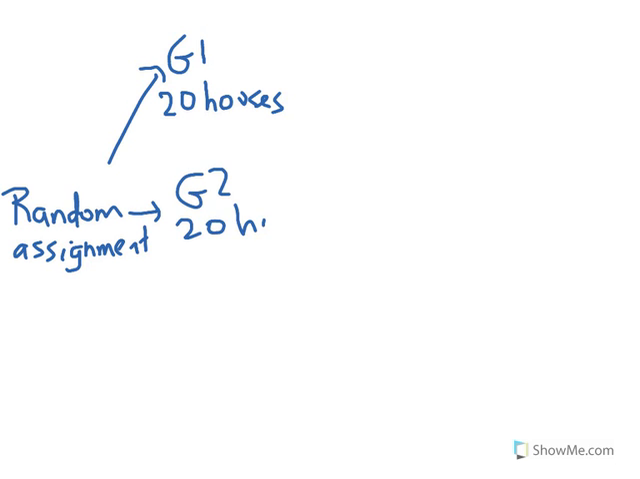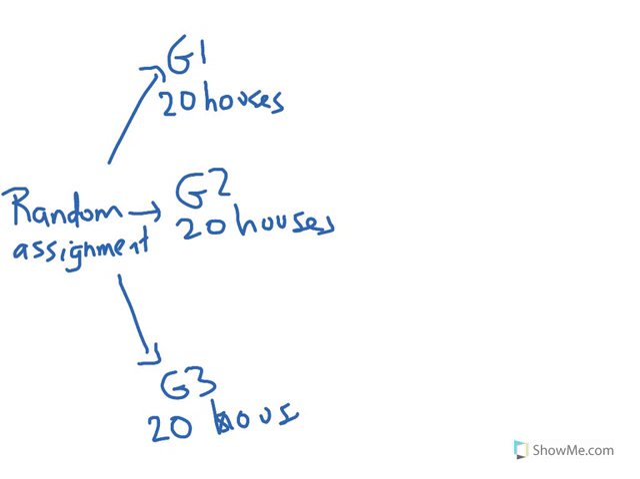This time we're going to have 3 groups. We're going to have group 1, and I need to write a little smaller. I'm going to run out of room. That's going to be 20 houses. Group 2, also 20 houses. And group 3, which is 20 houses again. Again, we have 3 groups because we actually have 2 treatments plus we have a control.